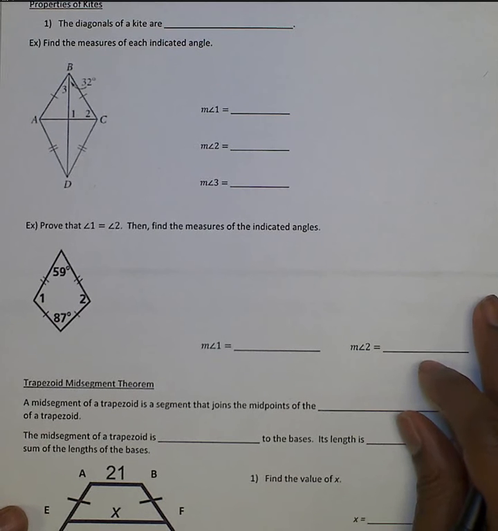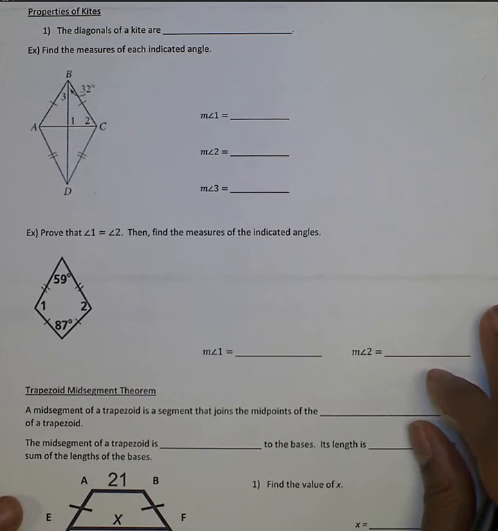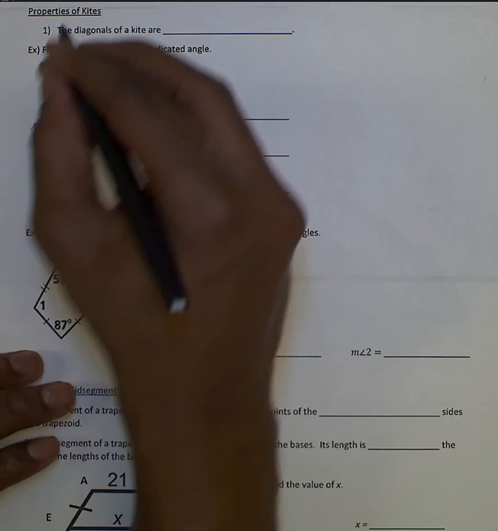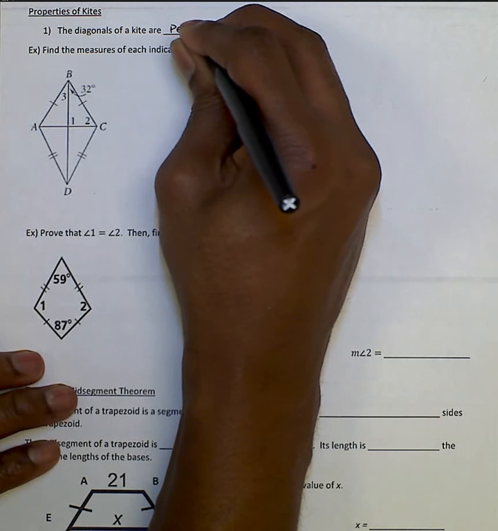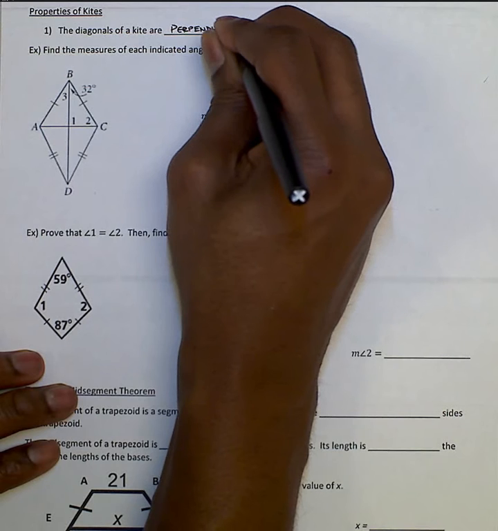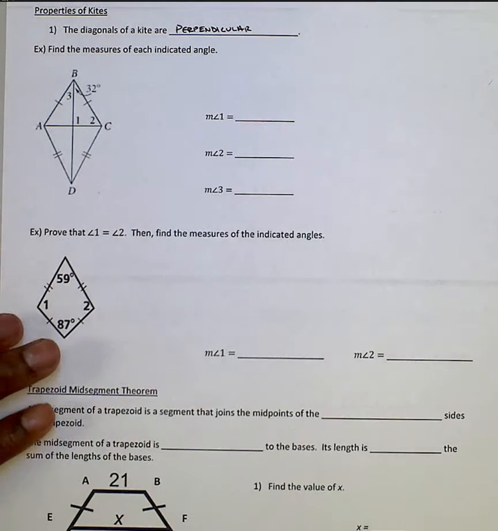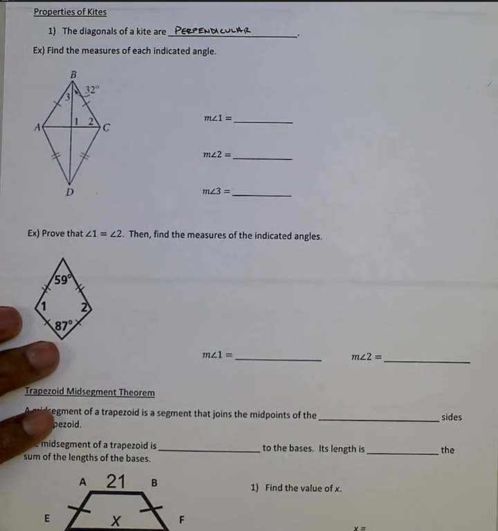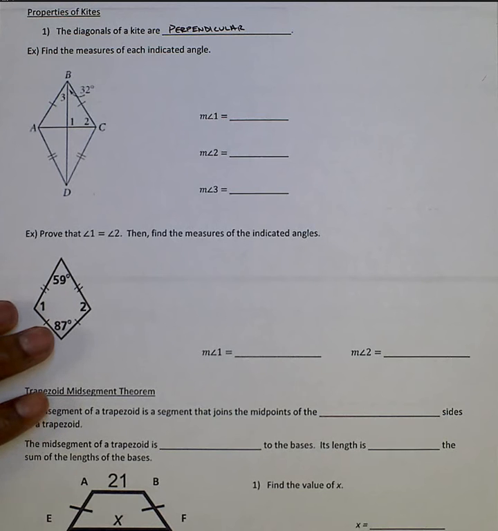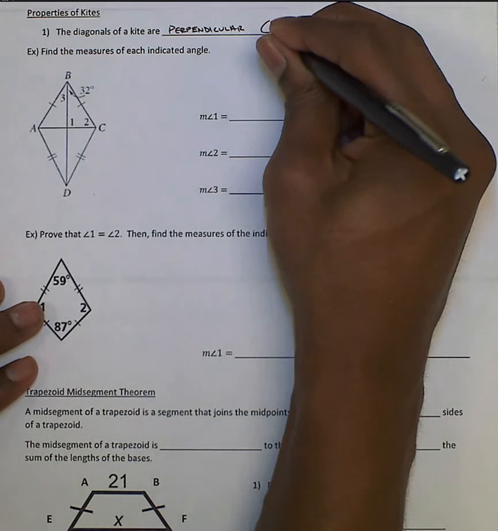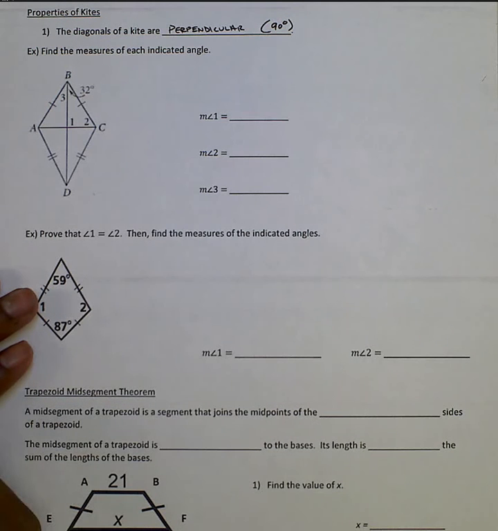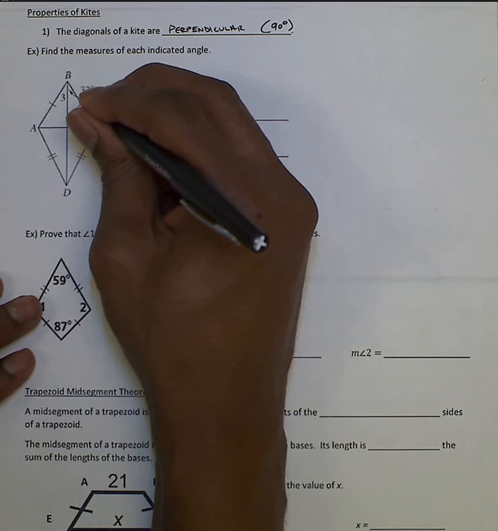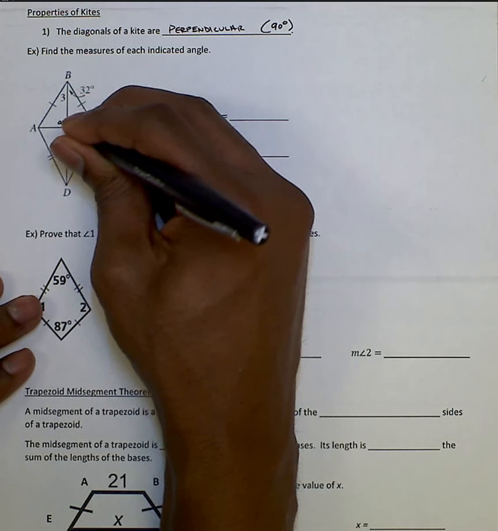Kites. Okay, for kites, their diagonals are perpendicular. Okay, and so we can use this to find missing measurements as well. Since we know that their diagonals are perpendicular, remember that means make 90-degree angles. We can solve for the missing angles. They told us that this is 32 degrees. Since our diagonals are perpendicular, we know all these are 90.